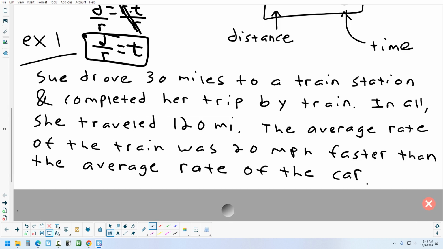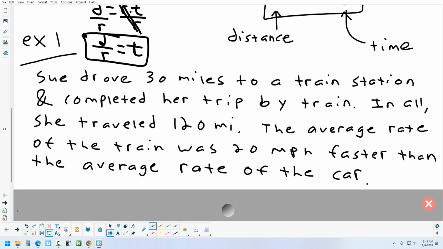So here's the problem situation. What's happening in this problem is Sue is traveling somewhere, and she's going to take 2 different modes of transportation to get where she's going. She's going to drive for part of the trip, and then she's going to get out of her car, get on the train, and take the train the rest of the way.